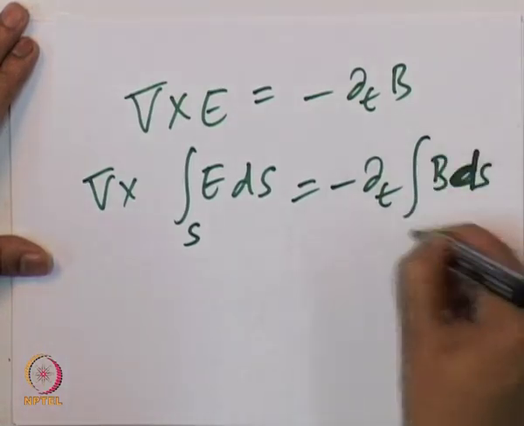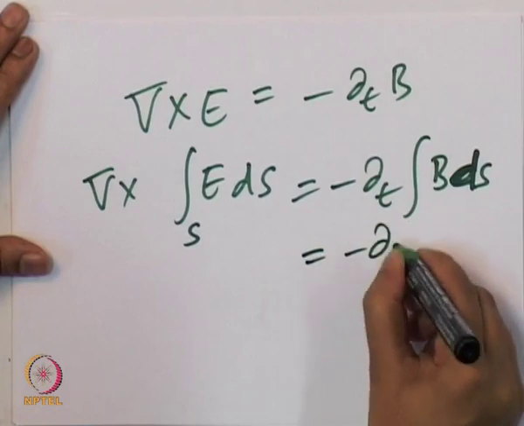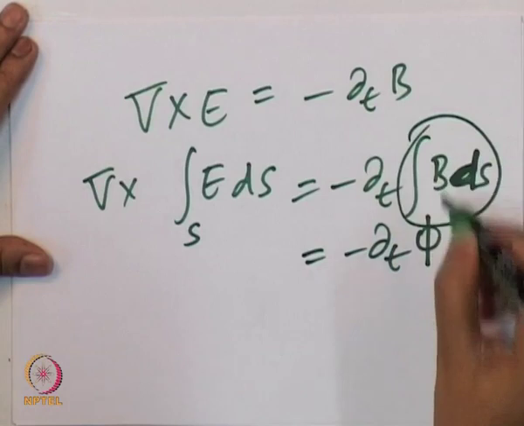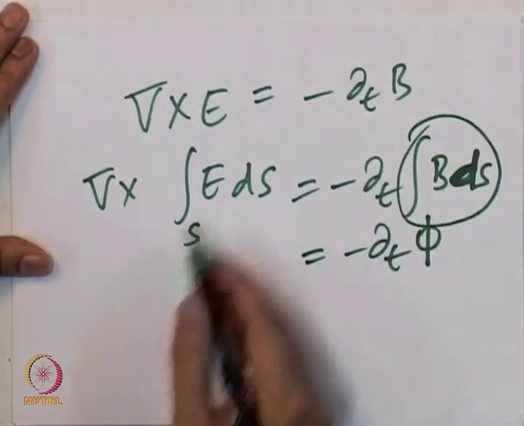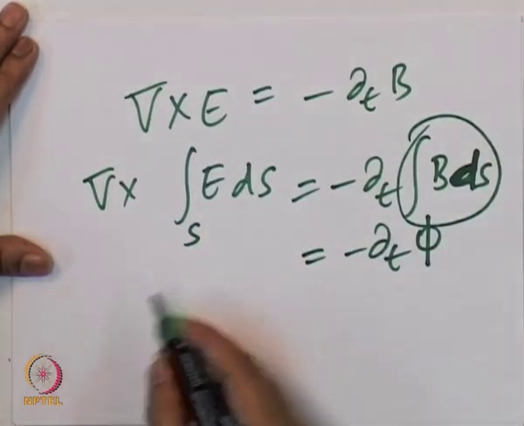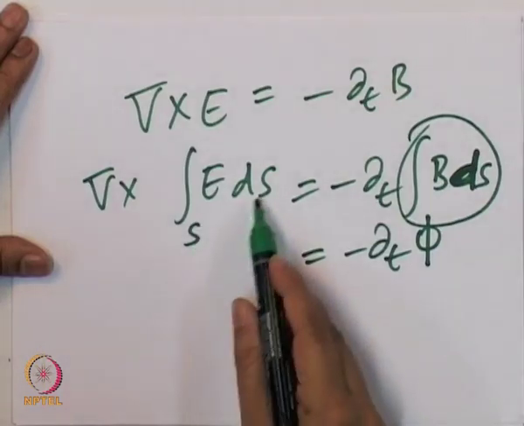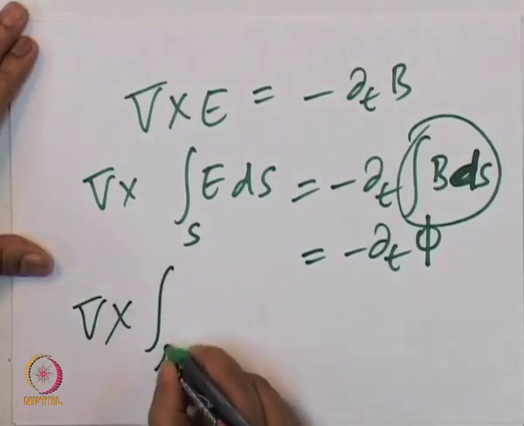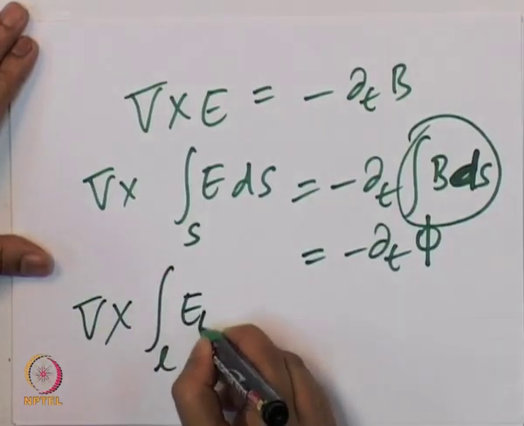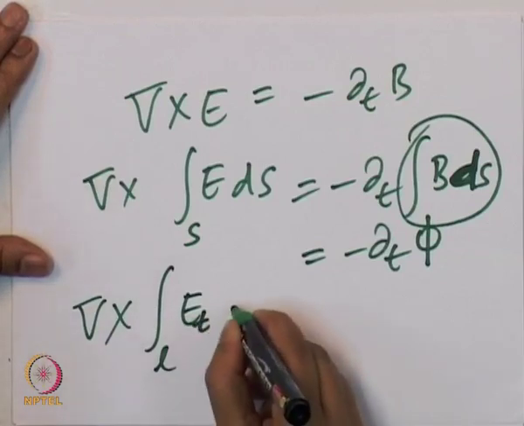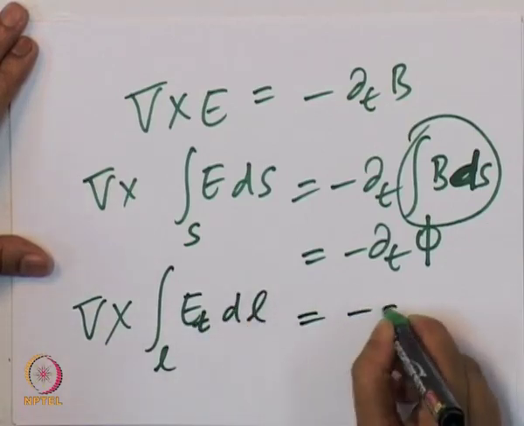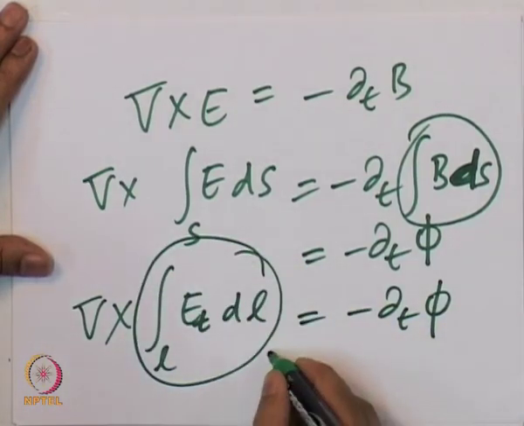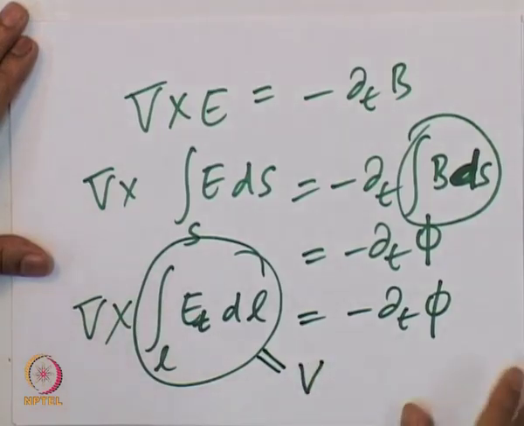So what I have got here is the flux term, this I know. This is my definition of the magnetic flux. On the right hand side I can use the Stokes theorem to convert the surface integral into a line integral. So what I have got here is the curl will become the line integral, and I will be talking about the tangential component of E times dl is equal to minus d phi by dt, and I know this one is my definition for the electromotance.